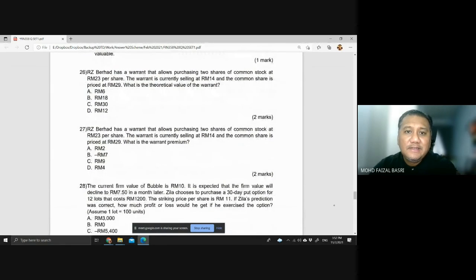Okay, ada few minutes lagi ni. Okay, dia go back to stocks question. Sorry, these are warrants. Okay, soalan 26, 27 is about warrants. Ingat kita ada TP dengan WP. Dia ada warrant allows purchasing 2 shares. Ni is the ratio, exercise ratio at 23 ringgit. So this is a exercise price. The warrant is 14 ringgit and the common stock is 29 ringgit.